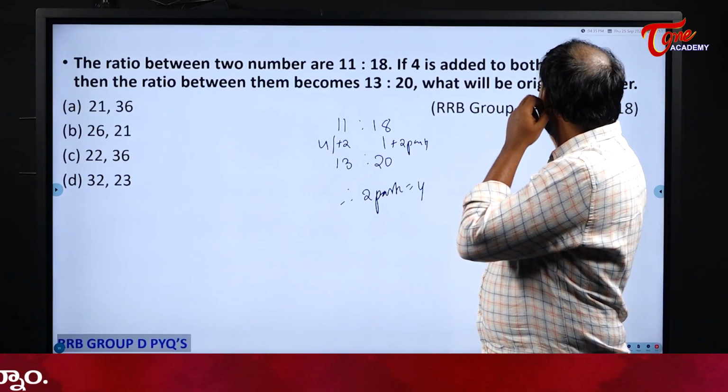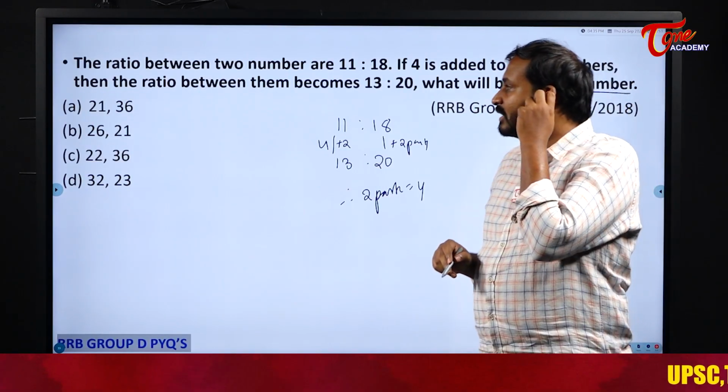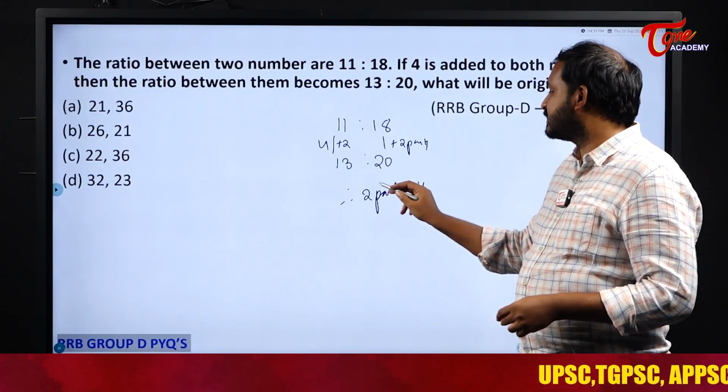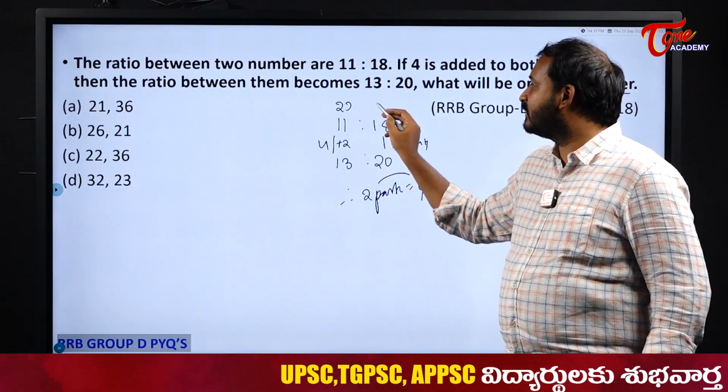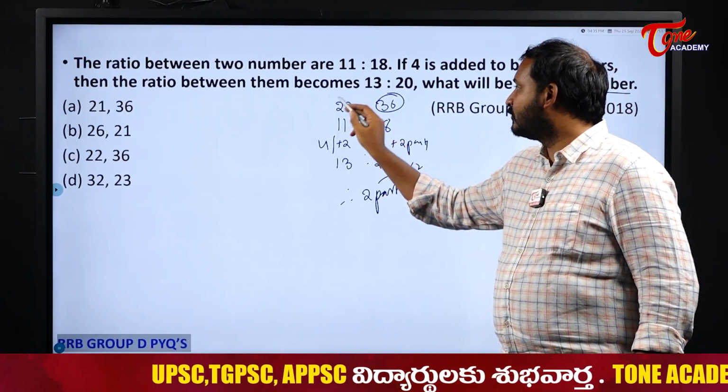Then they are asking us what will be the original number. So 2 parts is 4 means what? Into 2, right? So original number, this will become 22, it will become what? 36 into 2 into 2.